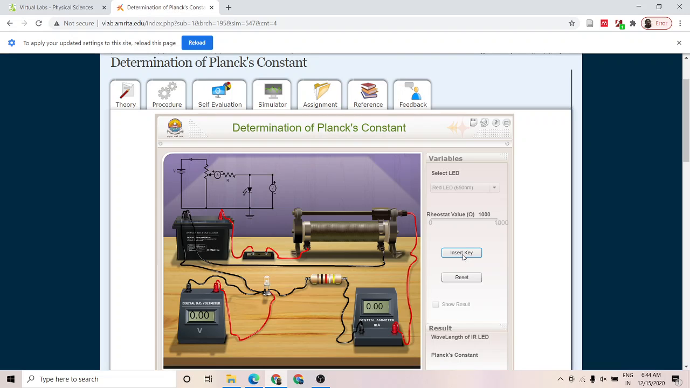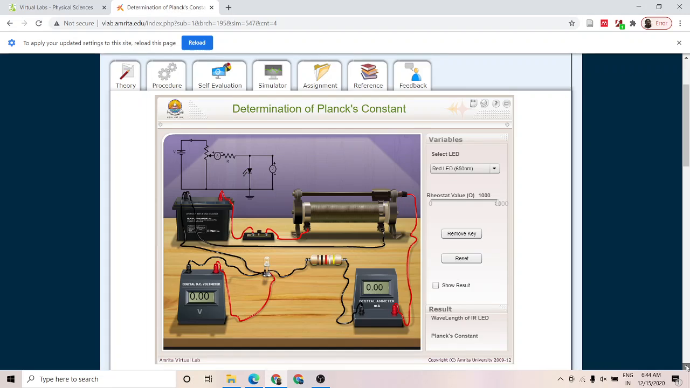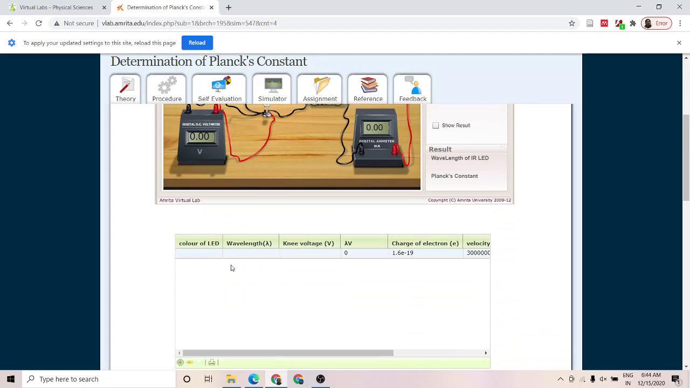Now what you have to do is, we insert the key so that we can do the experiment. After inserting the key, select the LED. Now first let us begin with the red LED itself. And we have a tabular column here which can be completed. So the color that I chose is red and its wavelength I give it as 650 nanometer.